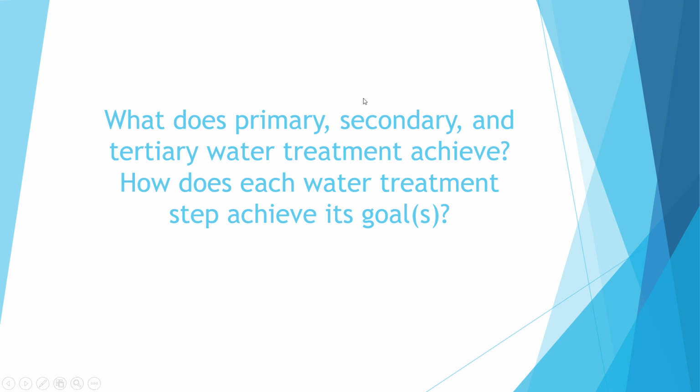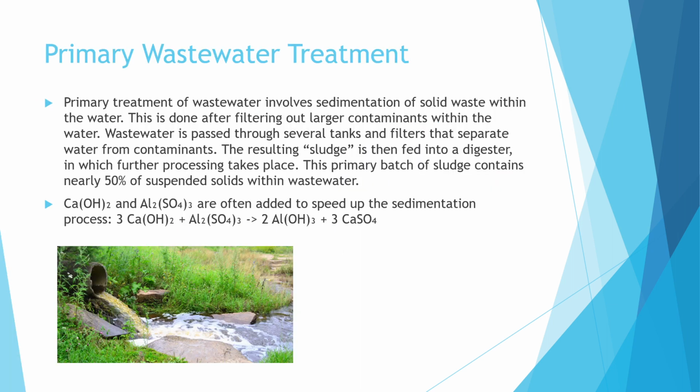Hi, today I'm going to talk about what primary, secondary, and tertiary water treatment achieve, and how each water treatment step achieves its goal. The first, primary wastewater treatment, involves sedimentation of solid waste within the water. This is done after filtering out larger contaminants within the water.